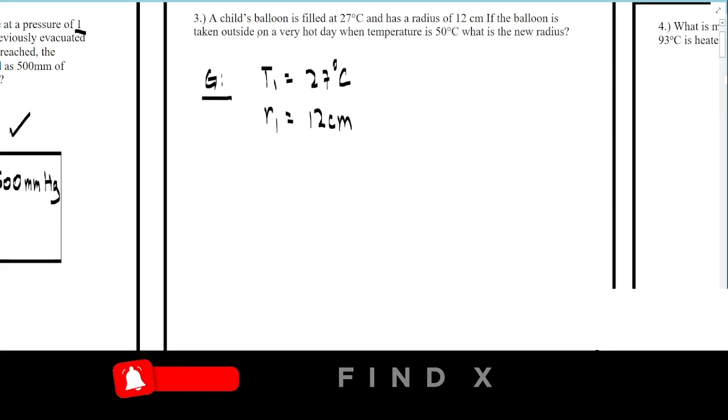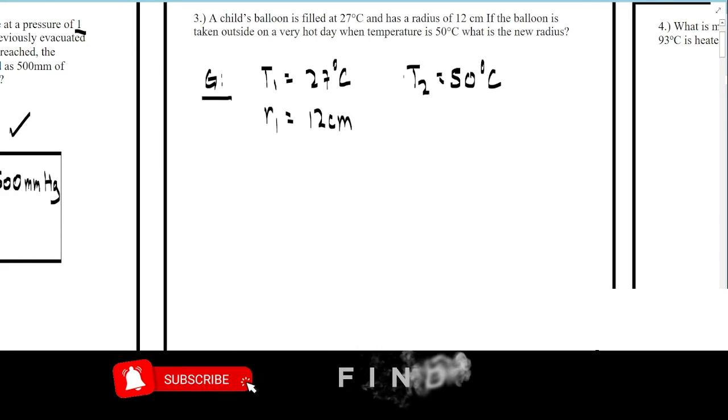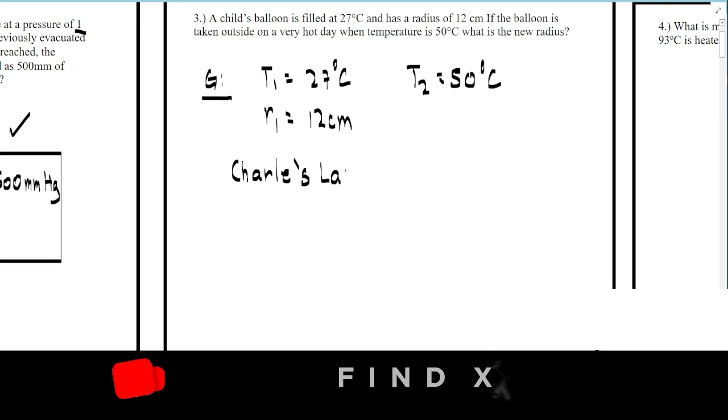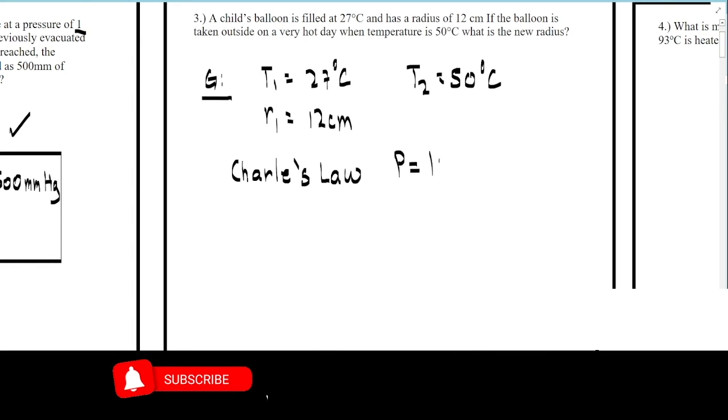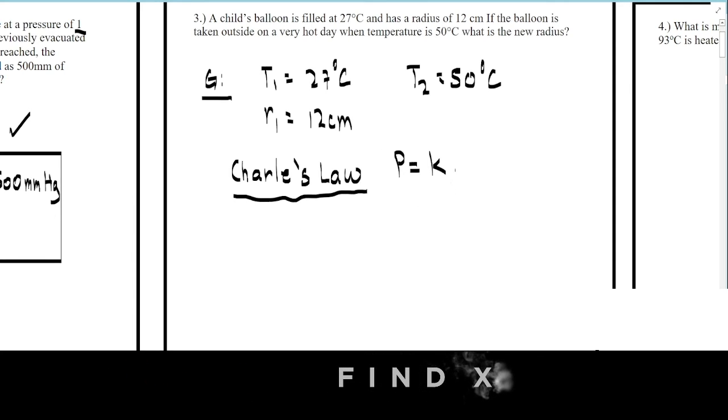And then if the balloon is taken outside on a very hot day when the temperature is 50 degrees Celsius, as you can see, there's a rise in temperature, which became 50 degrees, and we are looking for the new radius. I think the safe assumption here is we will consider this as Charles' law, where the pressure is constant. Because there is no constant involved, P is equal to K, so the pressure is constant. So you can consider this as Charles' law.